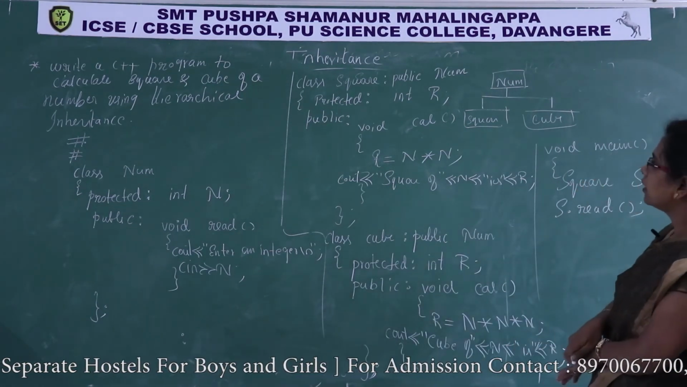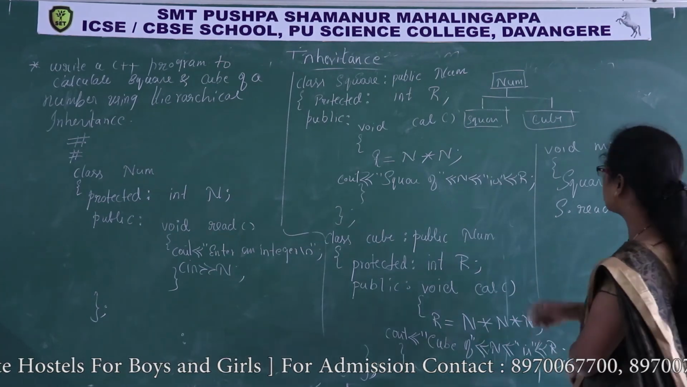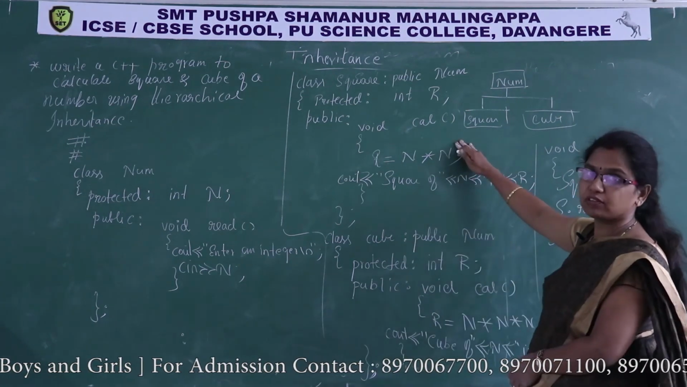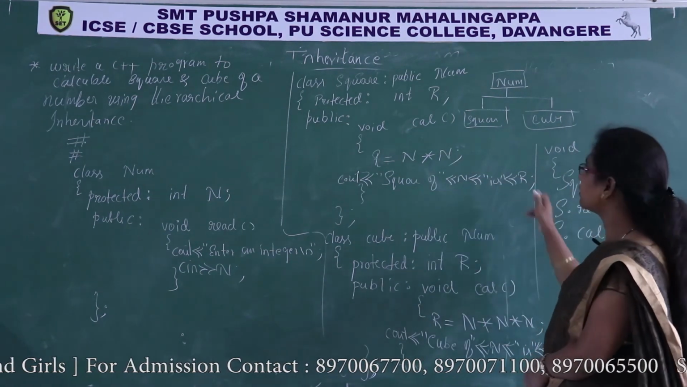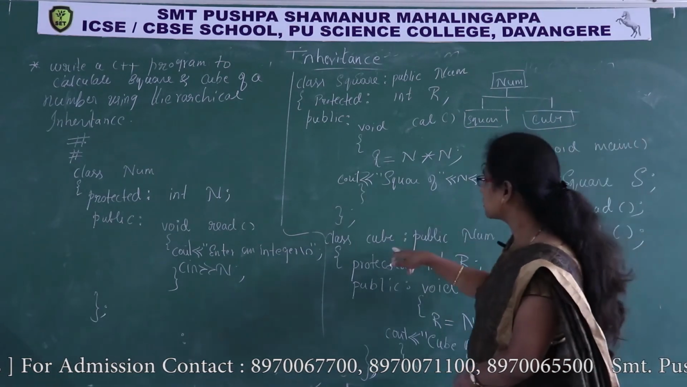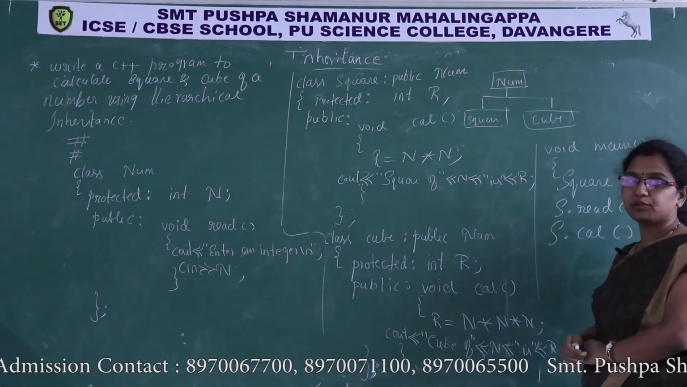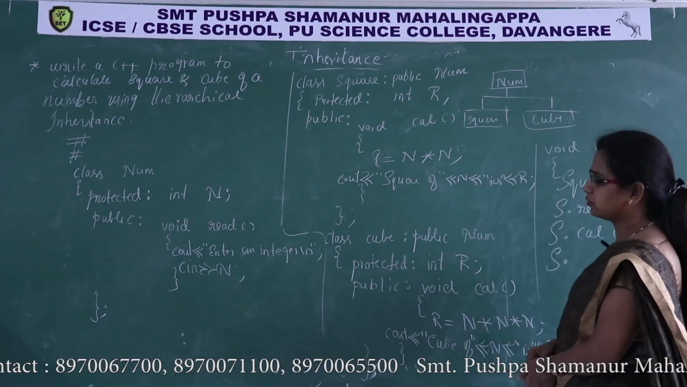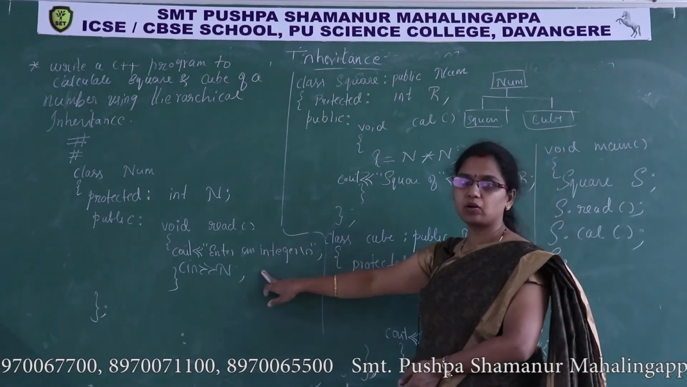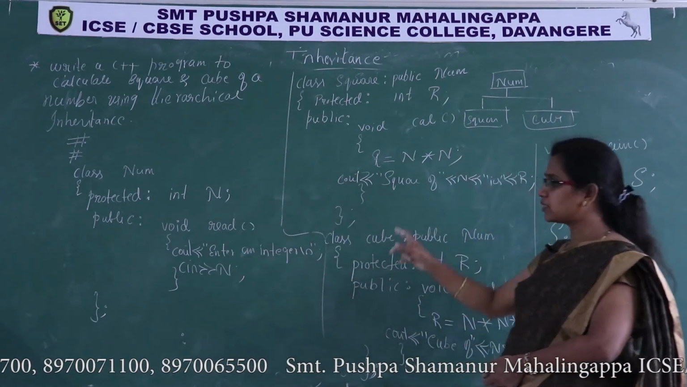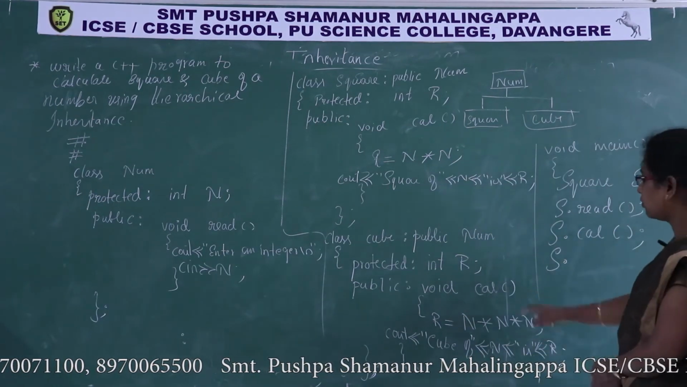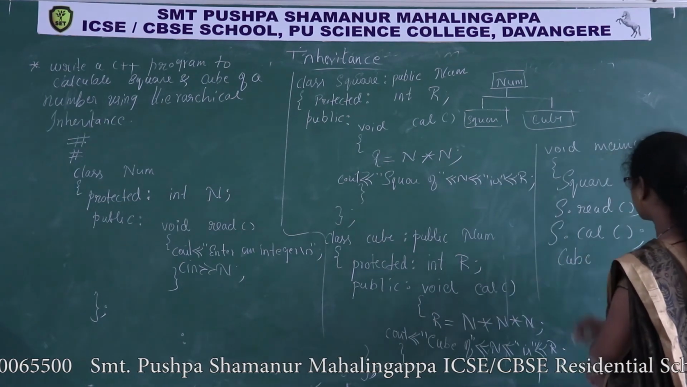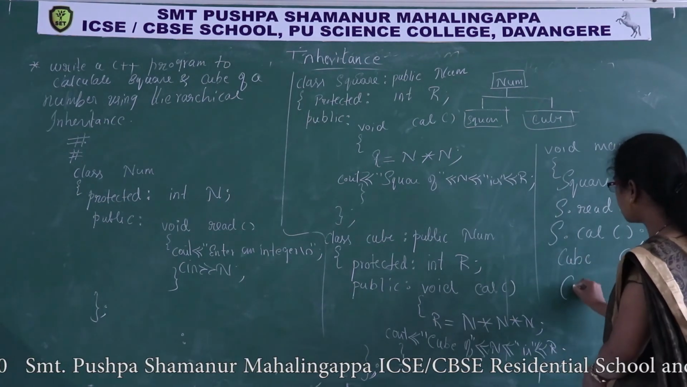Now I have to calculate square, so I must call s dot cal. This cal function will execute because which object have I taken? Square. Next I want to calculate cube, so I call it with the same value. If you want to change the n value, again you have to call the read function, or you can calculate with the same value, calling the cal function using a different object. Which object? Cube. I must create another object, c dot cal.